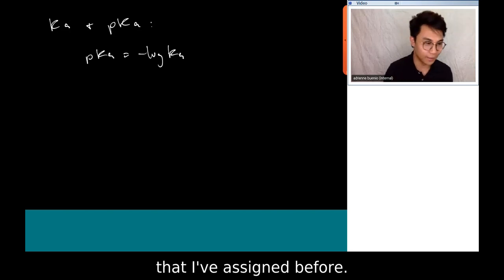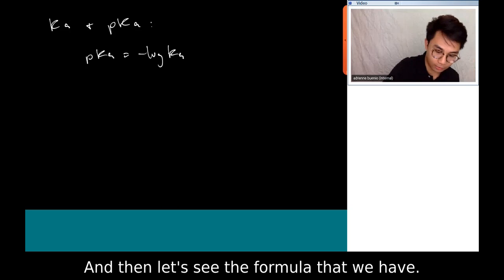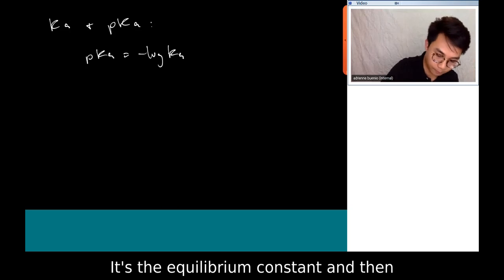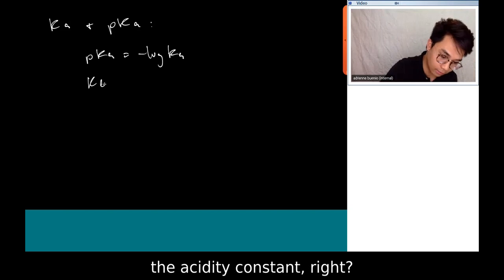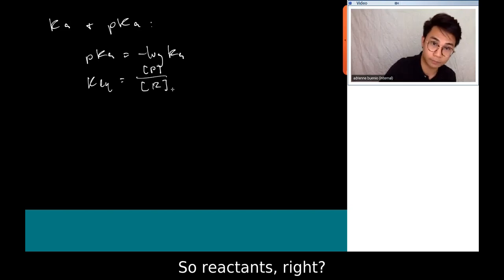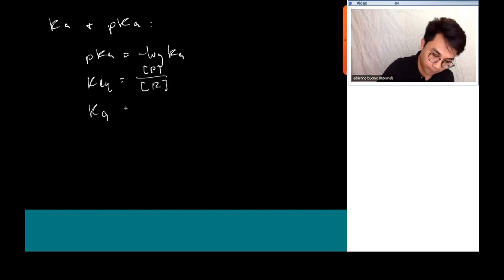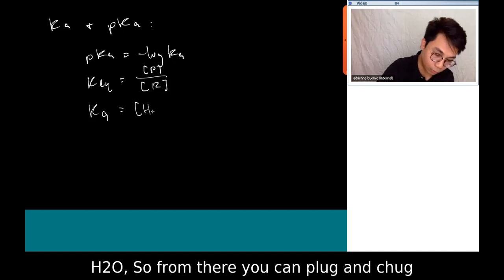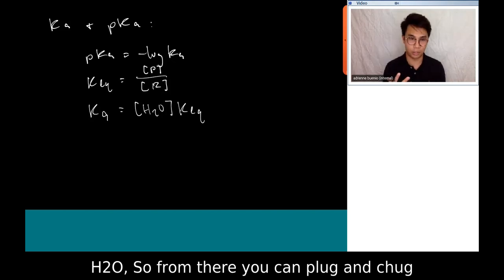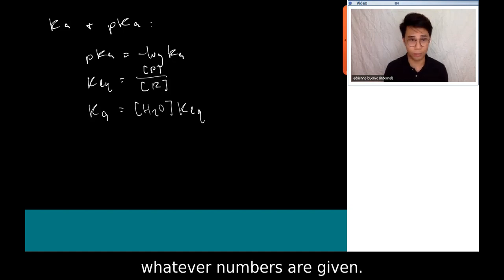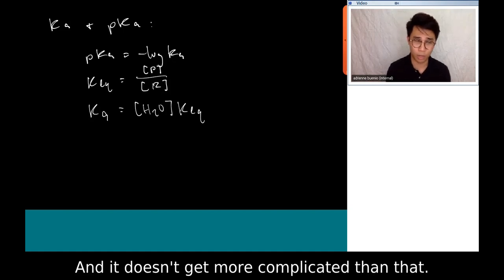So pKa, and then the other formulas that we have are the equilibrium constant and the acidity constant, right? And these you've all seen before, with products over reactants, and we have Ka as well, with H2O and A. So from there you can plug and chug, whatever numbers are given, and it doesn't get more complicated than that.